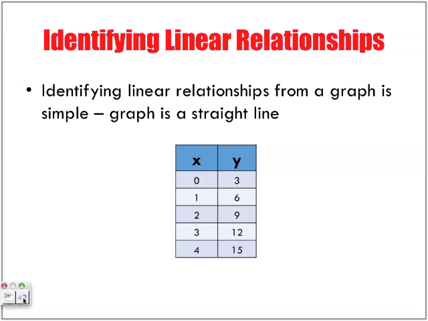Now, identifying linear relationships. How do I identify if something's linear? From the graph, it's a straight line. That's simple, just like we just saw. But now what if I don't give you the graph, and I just give you this table of values? What can I do with this table of values?